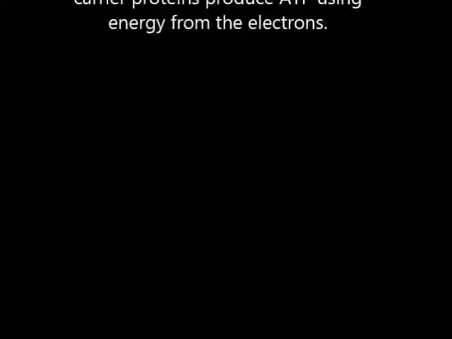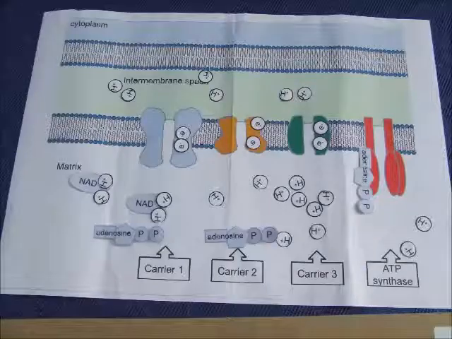Wait, I haven't finished. Final point. In this diagram, you'll see there's no oxygen. Therefore, oxygen cannot act as the final acceptor for the electrons. So the carriers cannot pass electrons on to the next carrier. This means that hydrogen ions aren't pumped into the intermembrane space, and ATP synthase isn't driven.